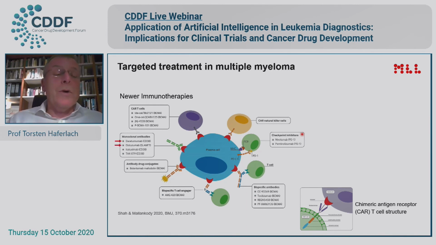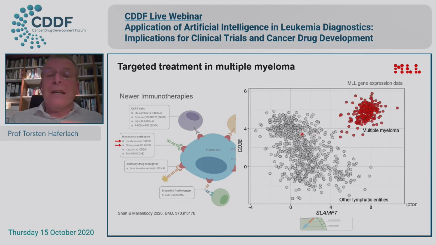And I would like to demonstrate to you two findings that refer to CD38 expression and to SLAMF7 expression. We know that these two targets are addressed by specific antibodies that are linked to these structures on the multiple myeloma cells. This is the data set taken from our genomes. And you can see here, all these are multiple myeloma cases with respect to gold standard diagnosis, and all these cases here are other lymphocytic entities. What is discriminating here is the expression of CD38 and the expression of SLAMF7.